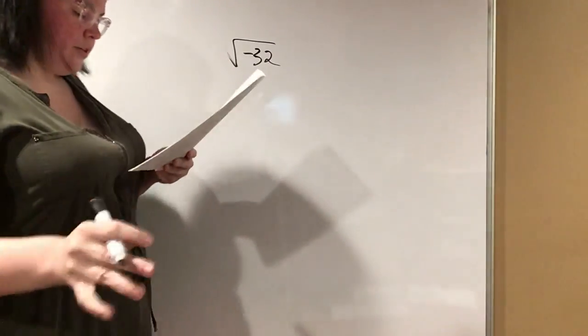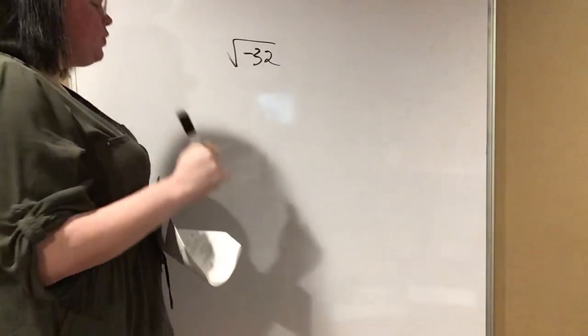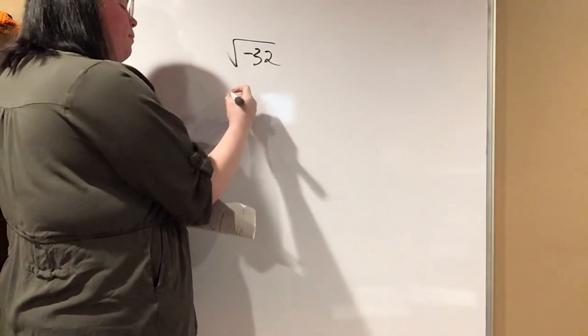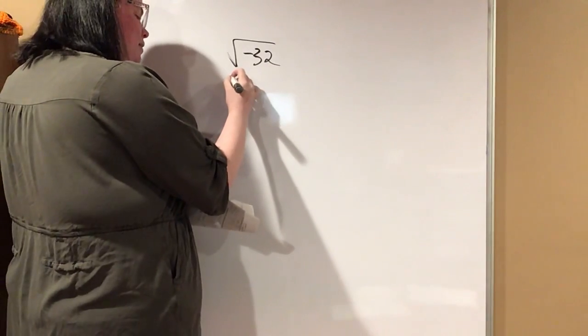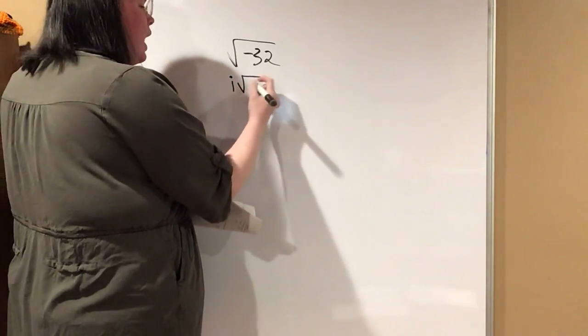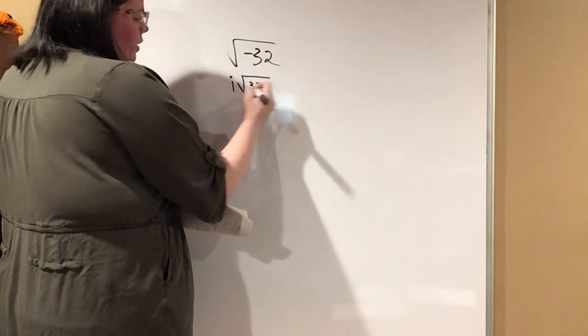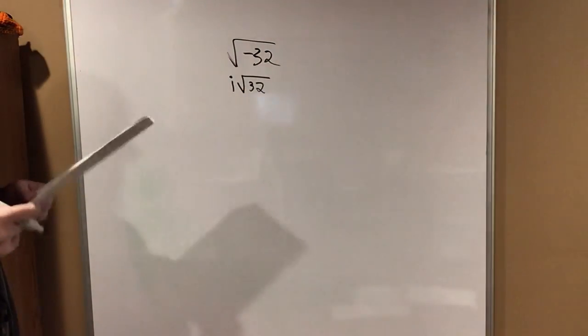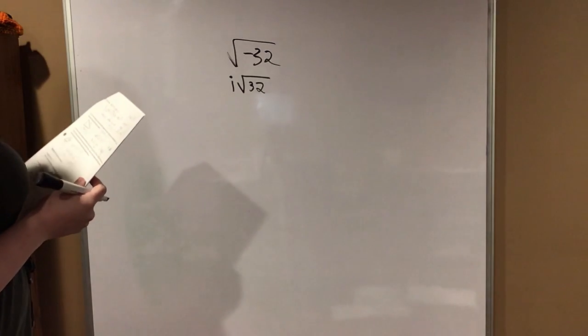What we have to do is pull something called an imaginary number out. An imaginary number is an i. When I pull the i out, I am left with the regular square root of 32. But can we simplify 32 into something?